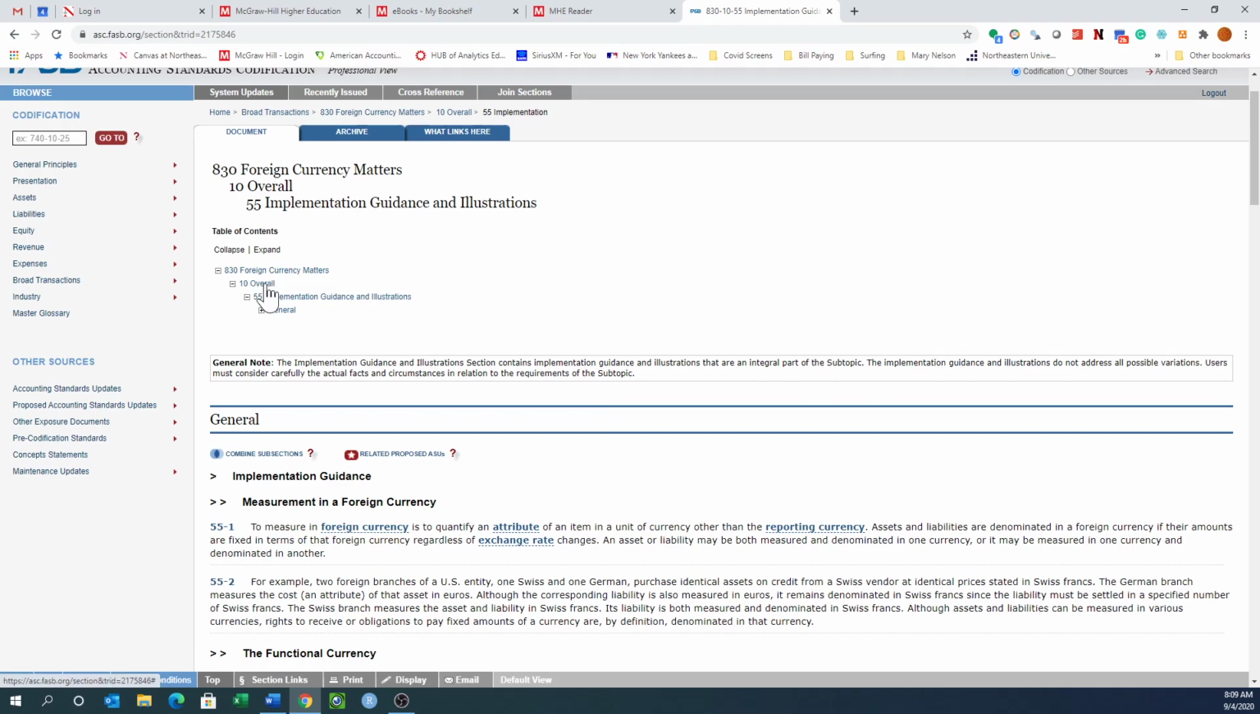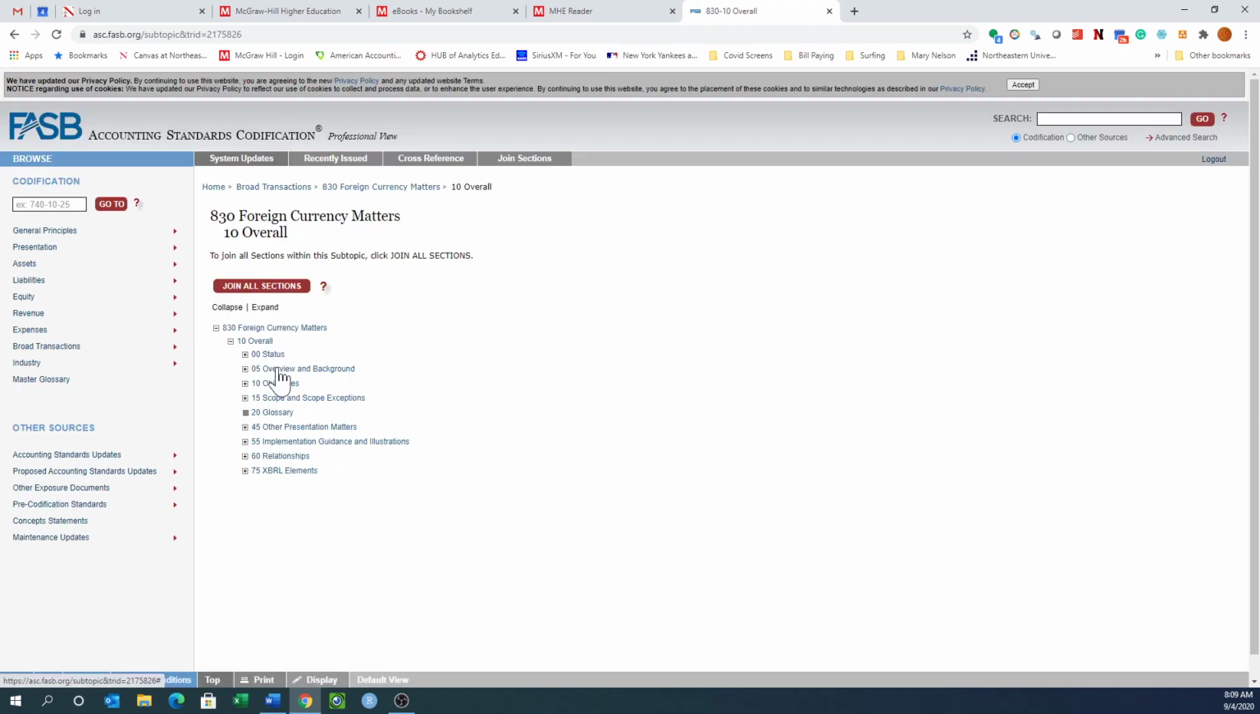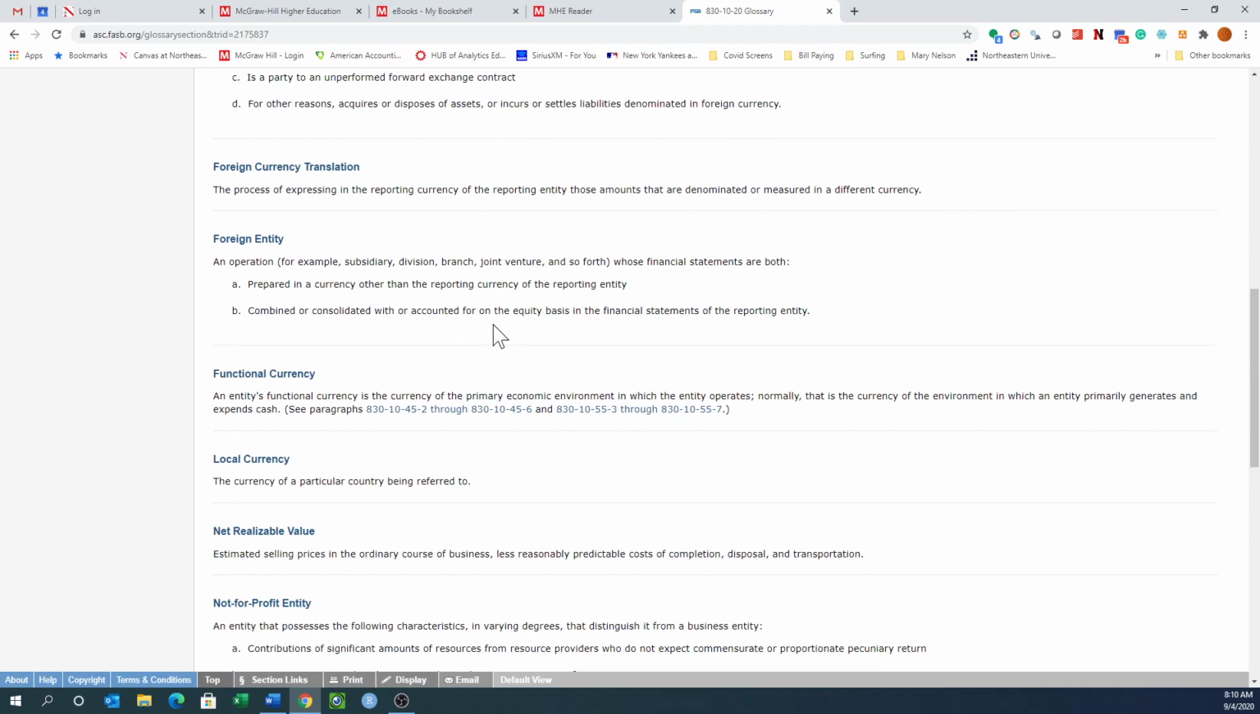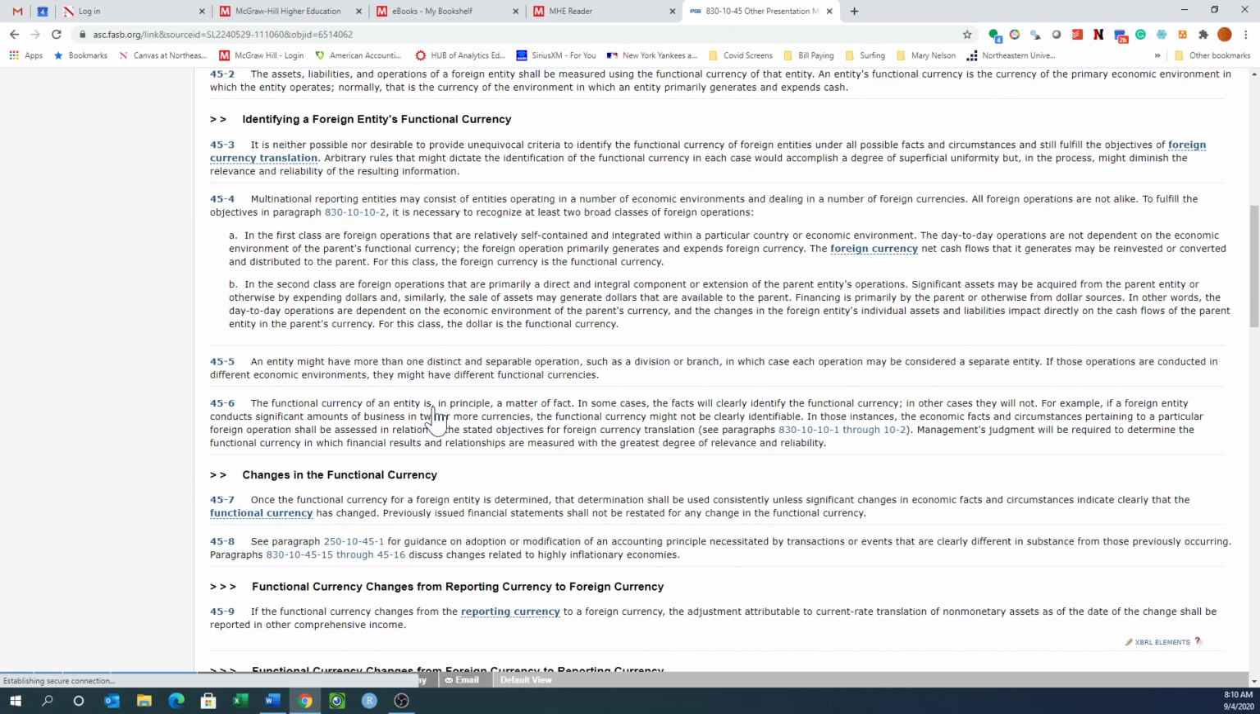And they're very specific about that when we go back up here to number 10, and they start talking about, we can go into the glossary, and we can look at functional currency, right? And they talk about this is the functional currency is the currency in the primary economic environment in which the entity operates, right? And the definitions are here in 830-10-45-2 through 6. And these are the things that you use to identify a foreign entity's functional currency.